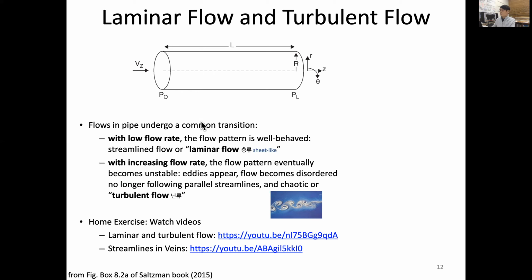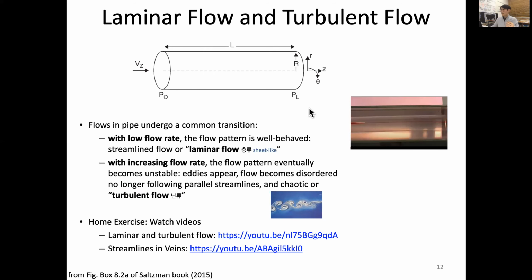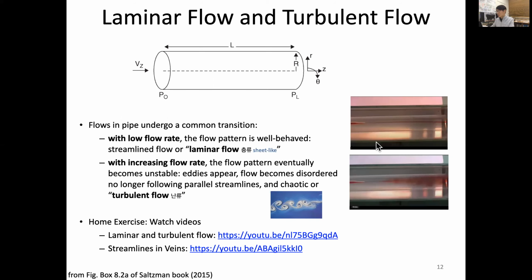I want to show you that flow example. This is a pipe and you inject a dye here, then the thin layer of dye will pass through. This is beautiful and it doesn't mix with others. That is a good example of laminar flow. But if you increase the flow rate, let's see what happens.